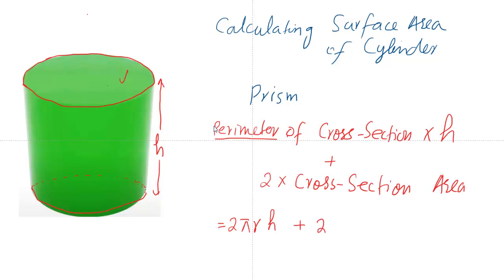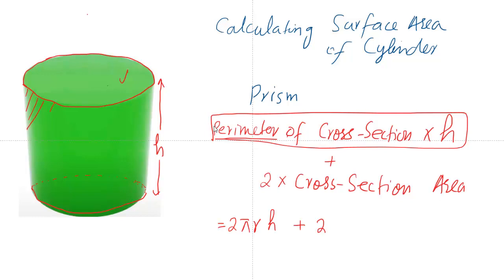So this will give you the area of the curved surface. When you multiply 2 pi r into h, you will get the curved surface area of the cylinder. You will get this area, the curved surface area.